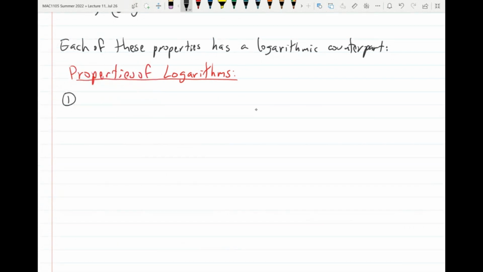Okay, so the first one. So log, again, in all of this discussion, b is a number that's different than 0 and 1. And whenever I write x, that is a positive number. And then I will use an r as well. R can be any real number whenever it shows up.